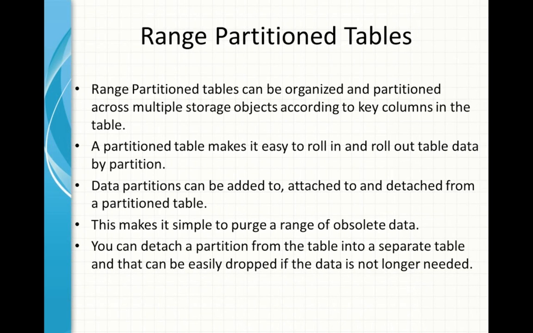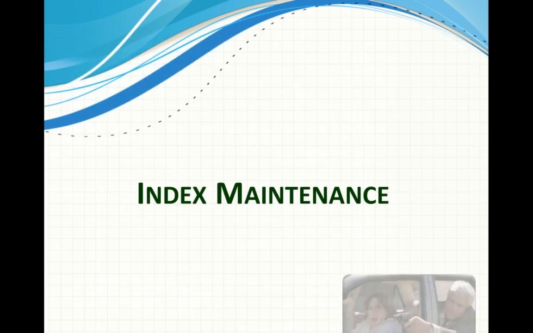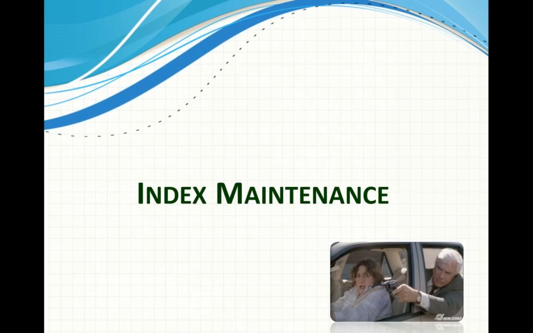I'm going to touch on range partition tables. Range partition tables can be organized and partitioned across multiple storage objects according to key columns in the table. It makes it easy to roll in and roll out table data by partition. Data partitions can be added to or attached to and detached from a partition table. This makes it simple to purge a range of obsolete data. So this may be an option if you're trying to purge old data.